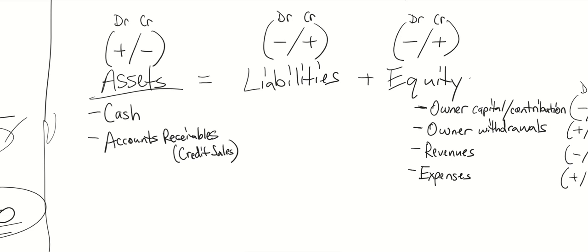All right. So then we have inventory. Inventory is where you purchase or acquire items with the expectation of selling those items for a profit. That's inventory. Then you have prepaid expenses.